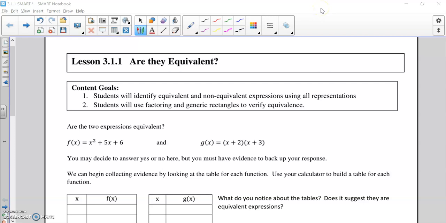We are going to continue to build off of some of the stuff that we learned this past chapter, and we're going to be talking about how to figure out if two expressions are equivalent. Those two expressions will typically show up in different formats, and we have to do some work to figure out if they actually belong to the same function. We're going to do that by using tables, graphs, and then also algebra and the equations themselves.